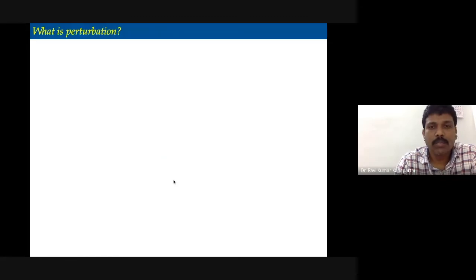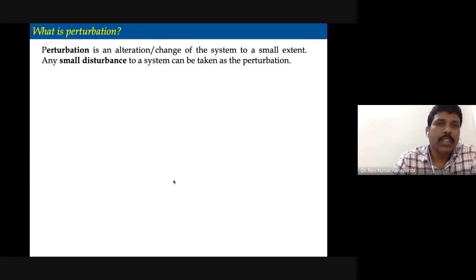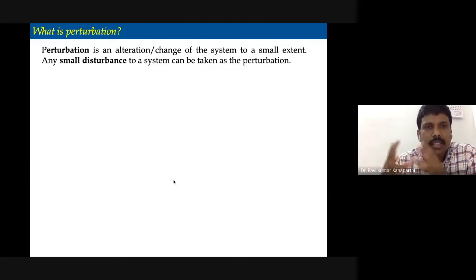So what is the perturbation method? Perturbation is an alteration or change of a system to a small extent. Any small disturbance to a system can be taken to be a perturbation. You have a system, and you know that system very well. Its eigenstates and eigenfunctions are very much known to you.